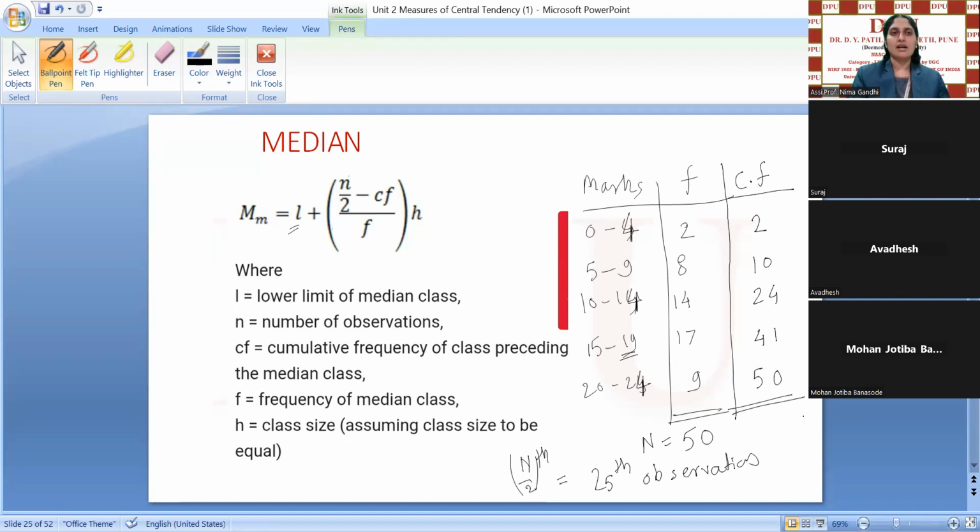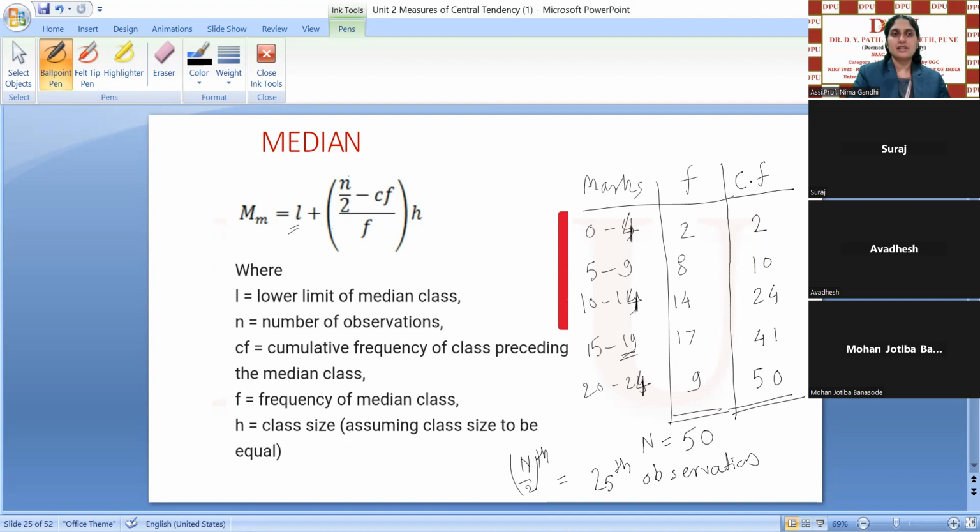So whenever we have the cumulative frequency and we are using this formula, whatever is given here is your N by 2, where N is the total of the frequency, that is 50 here. By 2, you get 25, minus the cumulative frequency of the class previous to the median class. So first we have to find out the median class. So what is the median class here?